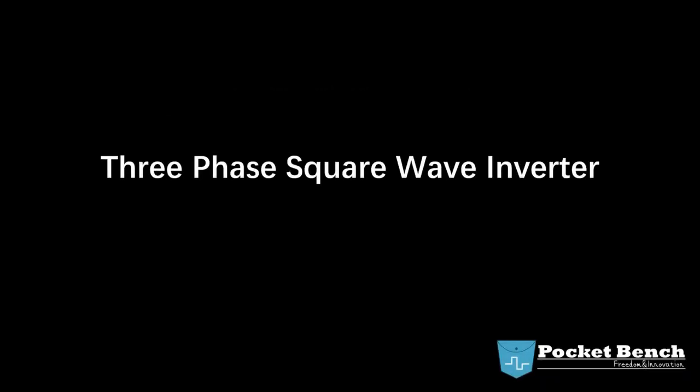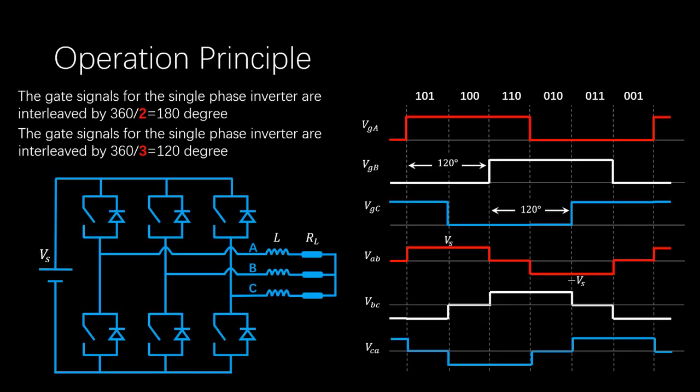In this class, we are going to learn the three-phase square wave inverter. Similar to the single-phase square wave inverter, the half bridges in the three-phase square wave inverter are also driven by the 50% complementary PWM signals. In order to get a balanced output voltage, the phase difference of the driven signals between each leg is 120 degrees. With such a rule, a repeated sequence of switch vectors is formed.